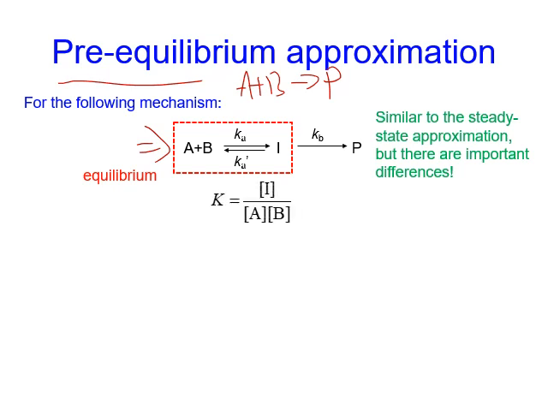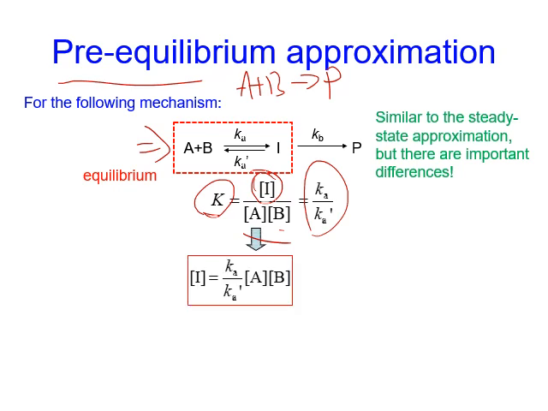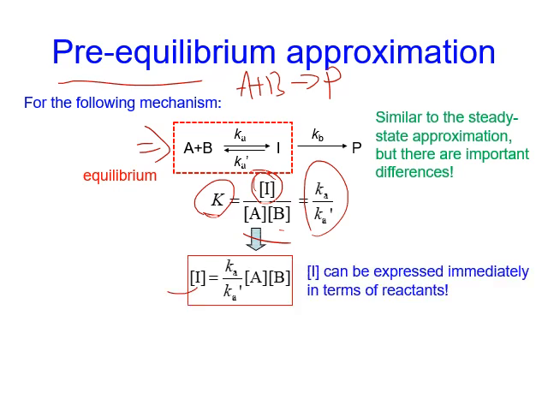equilibrium constant equals product divided by reactants. Now if we don't have the equilibrium constant, then we can write the rate constant for forward over reverse. All right, and immediately we can calculate the intermediate concentration using this equation. So this equals the equilibrium constant times AB, or this ratio times AB. So we can calculate the intermediate concentration, and then we can derive the rate law.